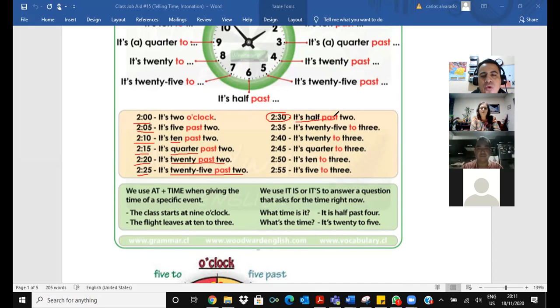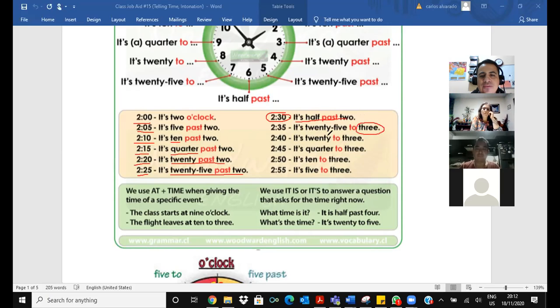2:30, or you can say it's half past two. Half past two, exactly. Here you can say 2:35 is 2:35 to 3. Ahora nos estamos acercando a la próxima hora, ¿verdad?